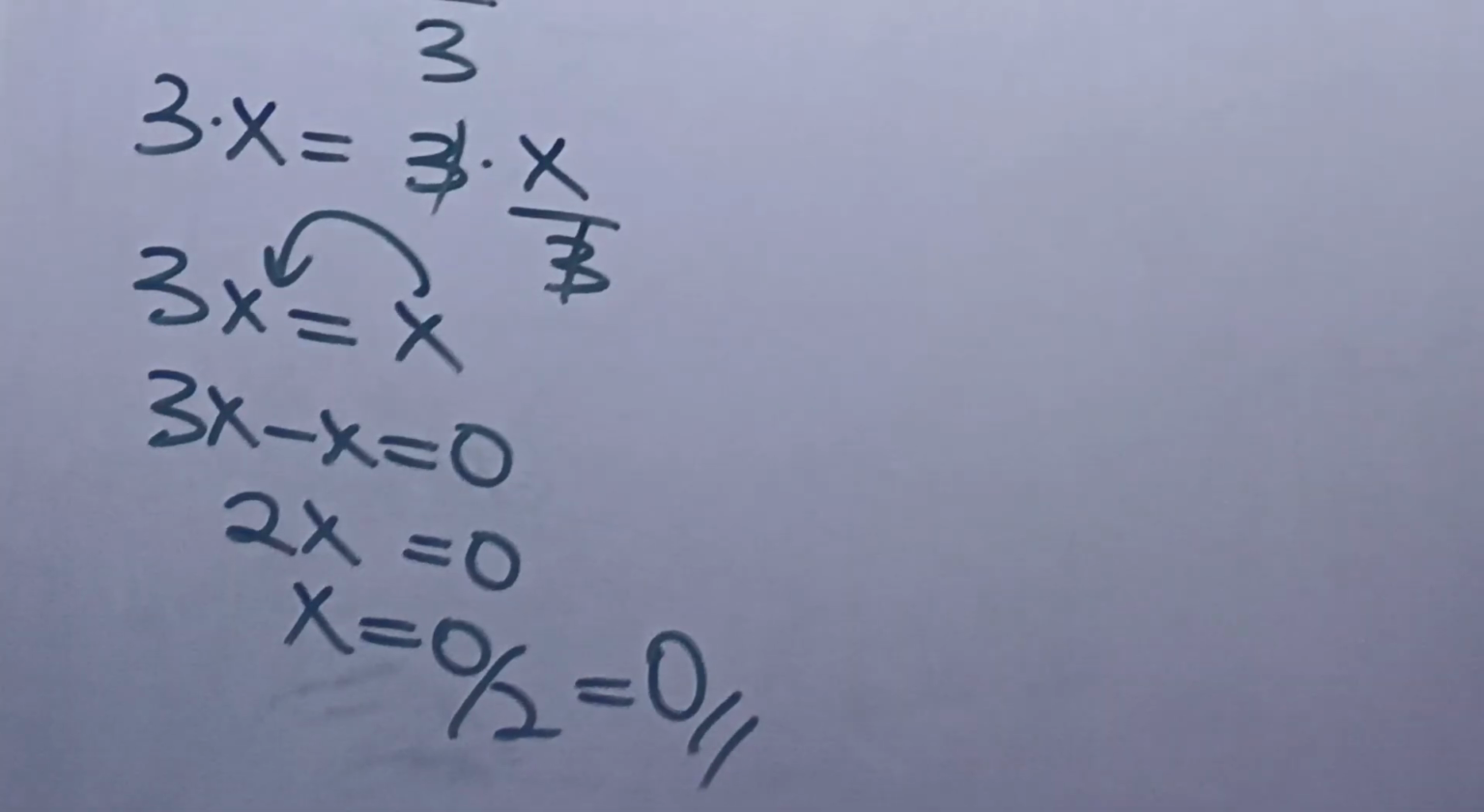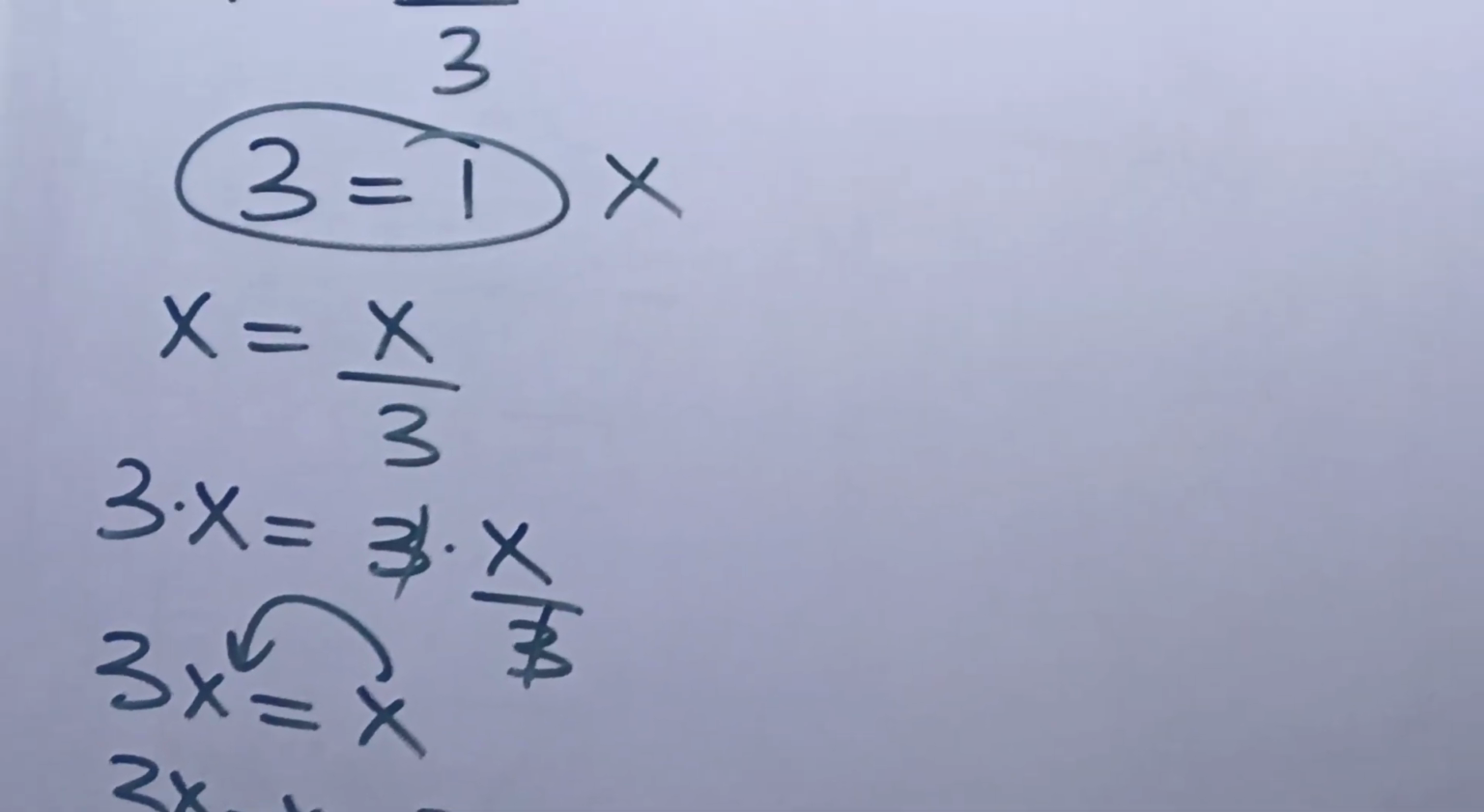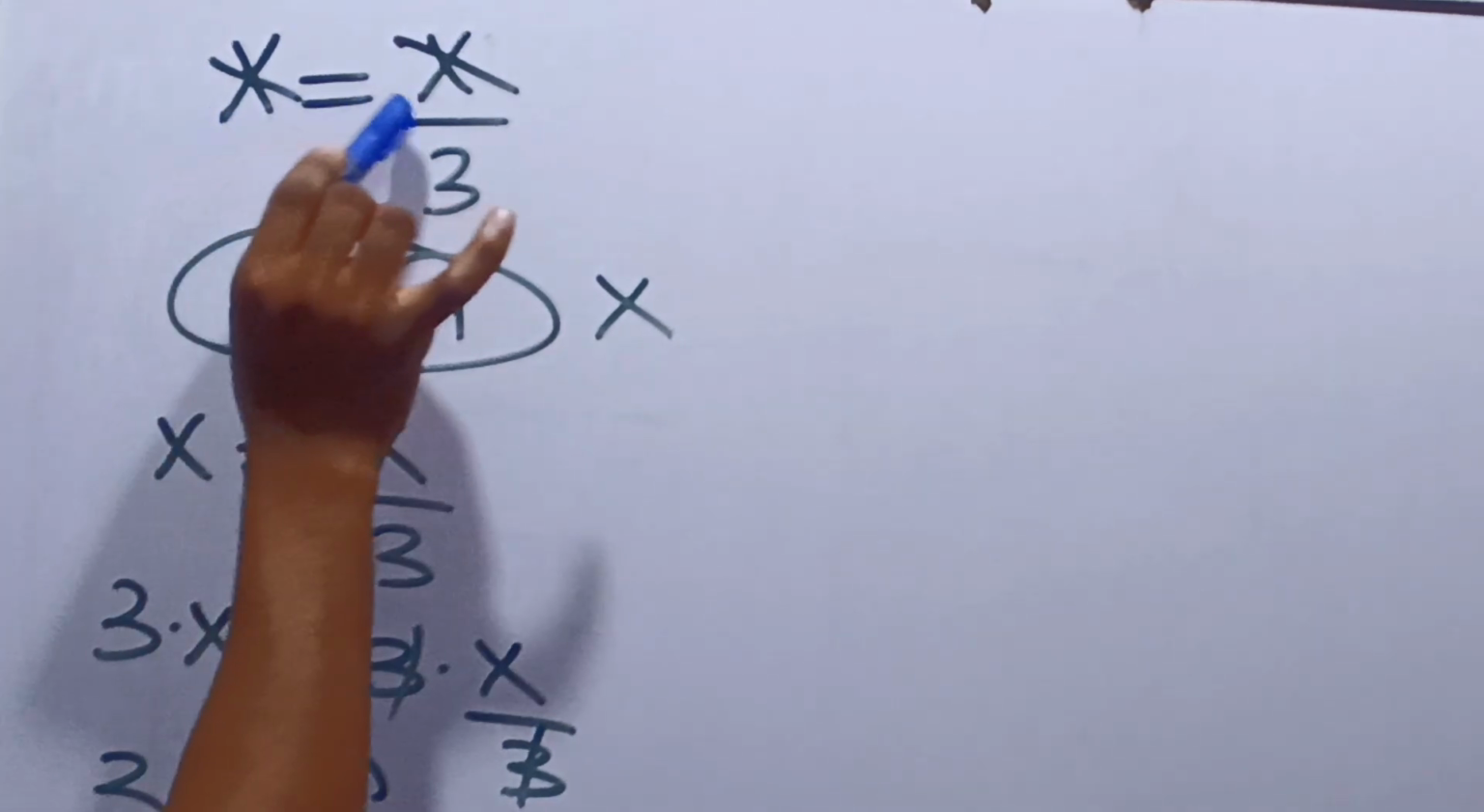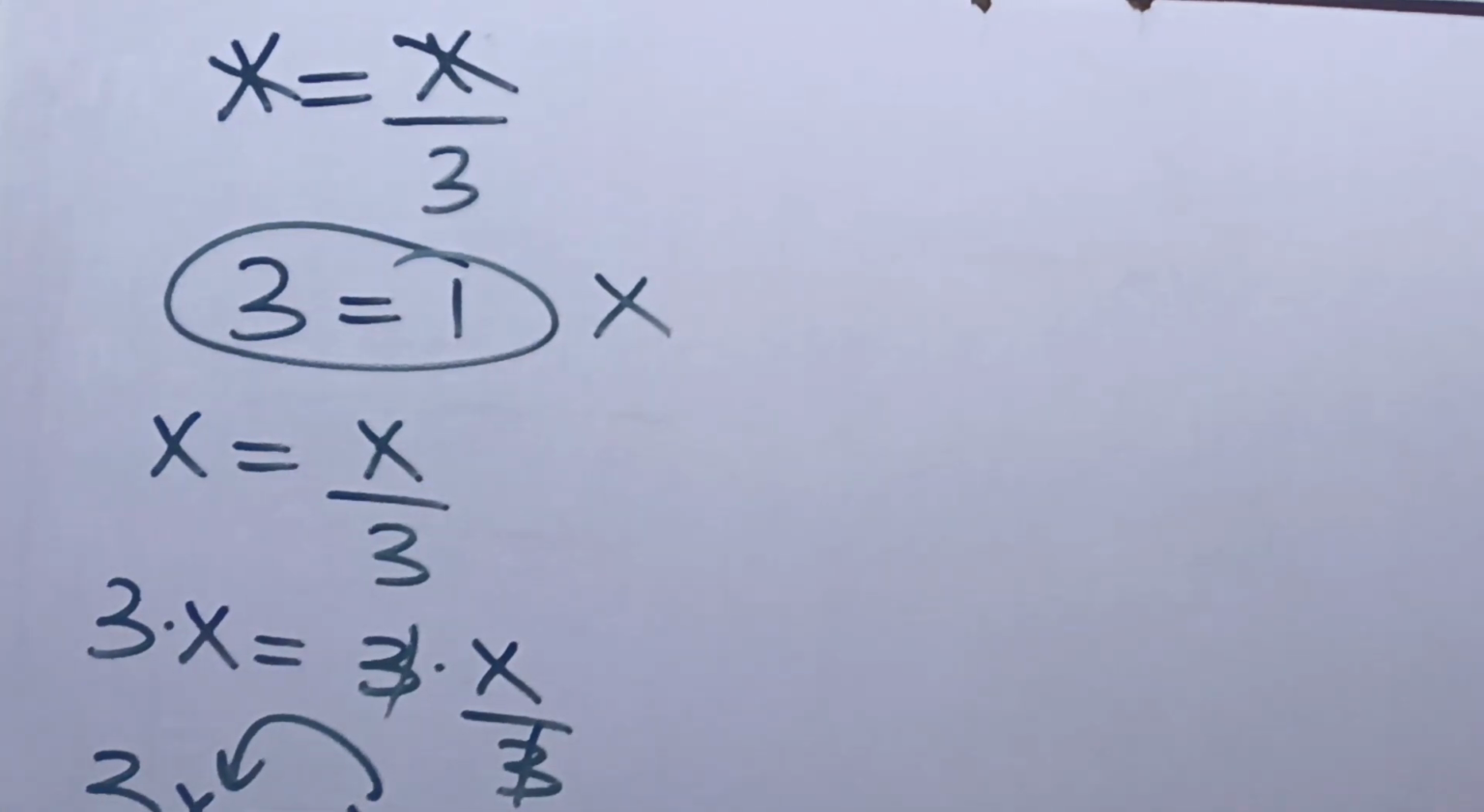Now let's check: if you put x as 0 in this equation, are we going to get the same thing, okay? So putting x as 0 here, we have 0 is equal to 0 over 3, alright? So that answers the question for you.